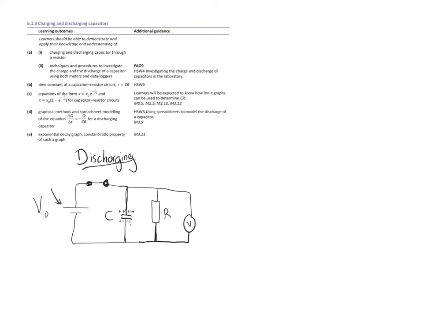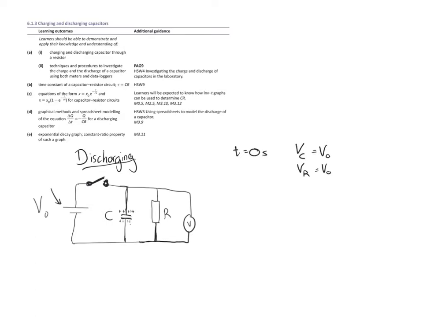Once again, my capacitor is fully charged when the switch is closed, and I'll take time 0 seconds to be the moment I open up the switch. So I will now open the switch. At time 0, the potential difference across the capacitor is V0, and the potential difference across the resistor is also V0.